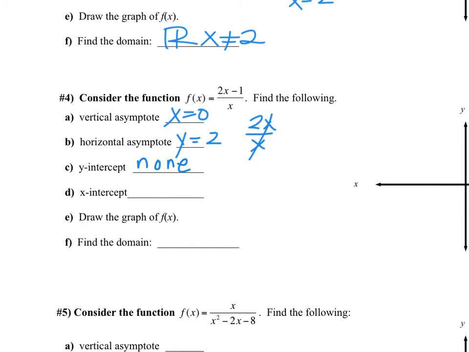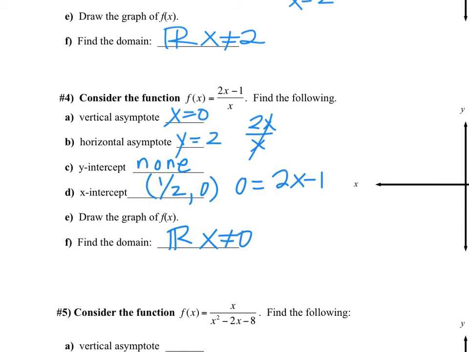The x-intercept is to plug in 0 for f of x and solve this. You really don't need the bottom. It's just going to make 0. So you get what, 1/2? The x-intercept is 1/2. You can write that as a point if you want to, 1/2 comma 0. Either way, or just 1/2. And then the domain would be all reals except for 0.